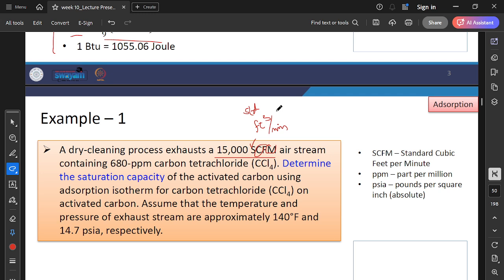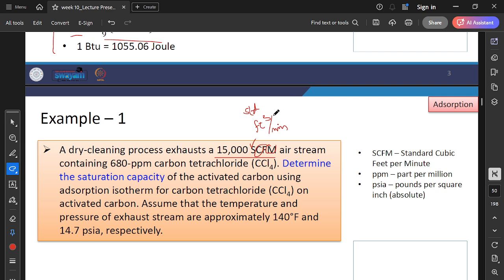Determine the saturation capacity of the activated carbon, because absorption will be working only with activated carbon kind of things with the higher surface area. Using the absorption isotherm for CCl4 on activated carbon, assume that the temperature and the pressure of the exhaust gas are approximately the temperature and pressure they have given, that is the actual. So if you want to convert the standard to actual, you can use this temperature and pressure for your calculation.